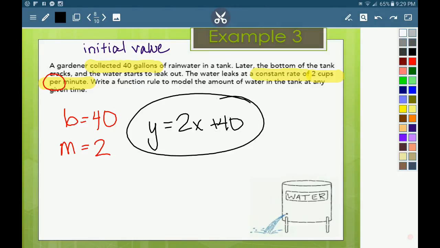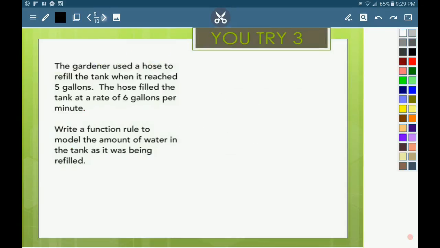Okay, so a little bit easier. We didn't have 2 points. It was actually written in words. We just needed to be able to interpret it correctly. So let's have you guys give this a shot in your U-Try.